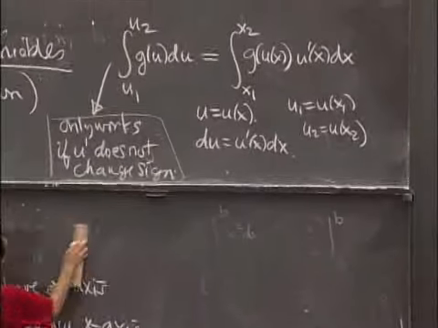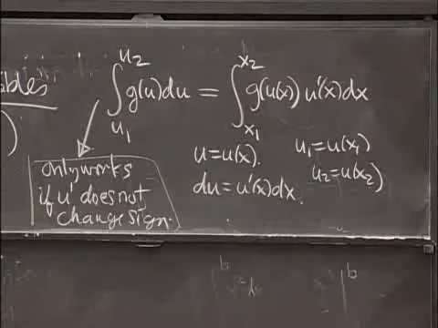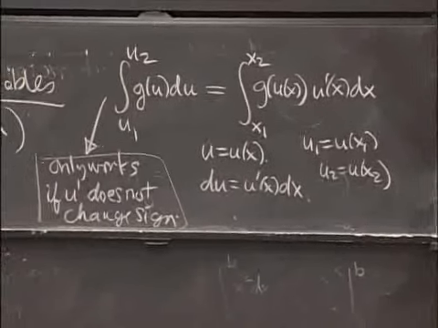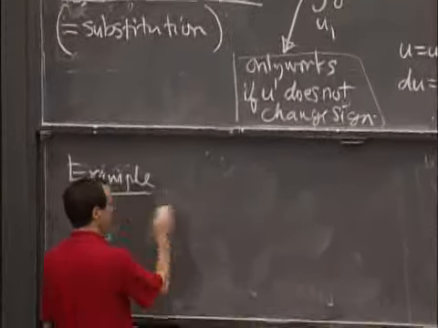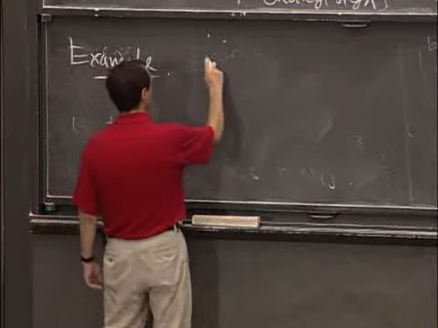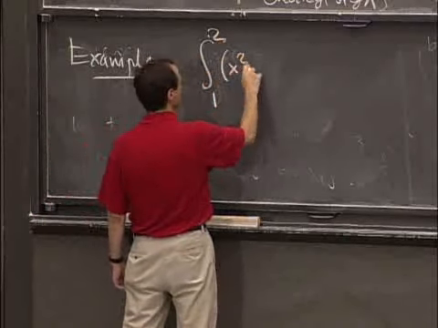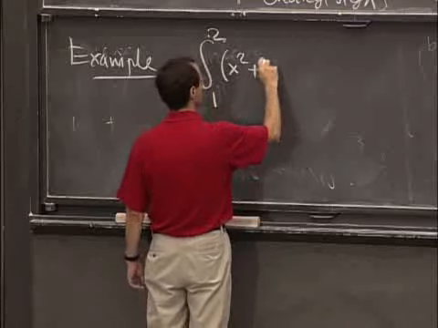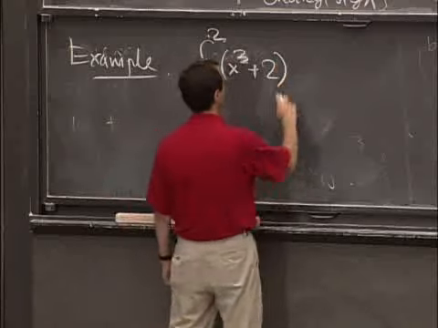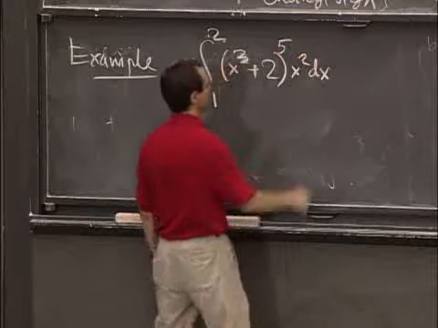Right, let me give you an example. The example will be maybe close to what we did when we first did substitution. Let's see. So the integral from 1 to 2, this time I'll put in definite limits, of (x cubed plus 2) to the 5th power times x squared dx.